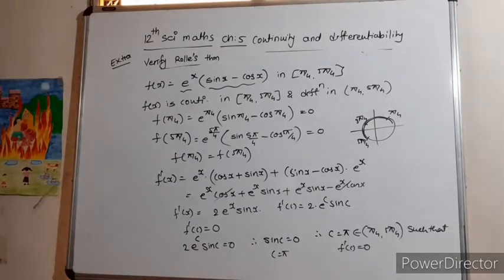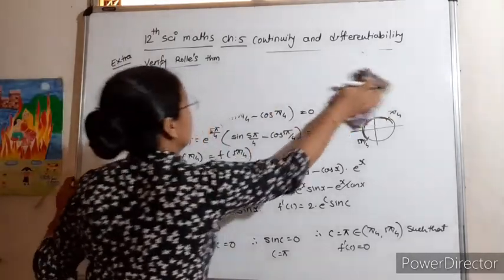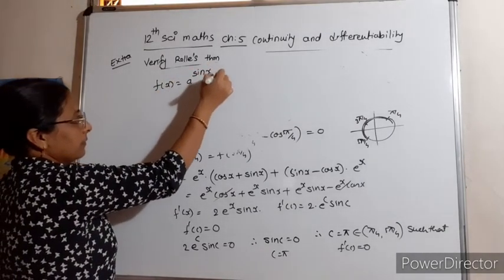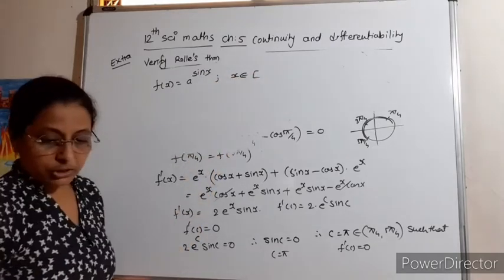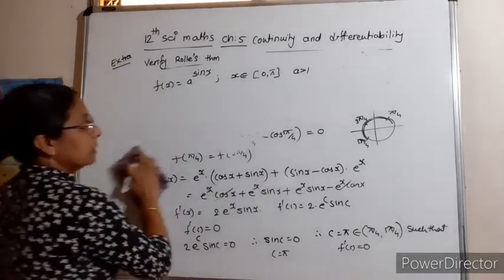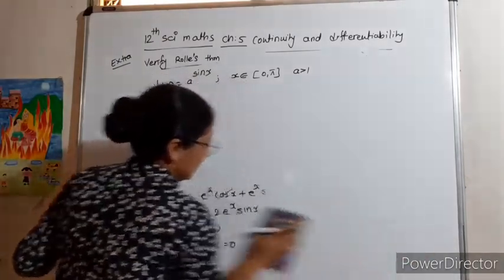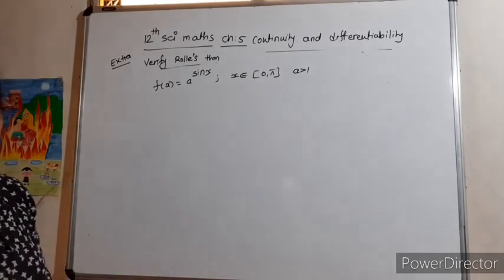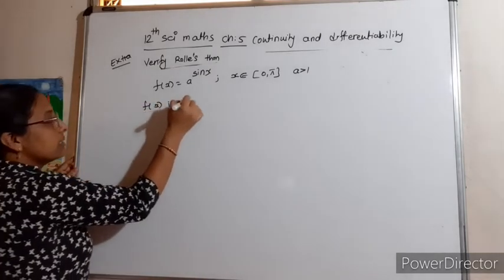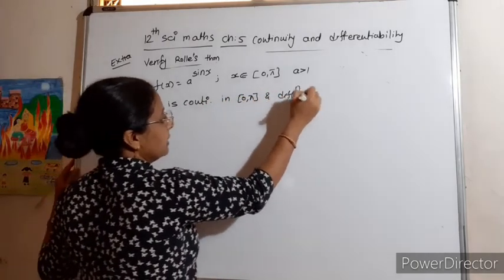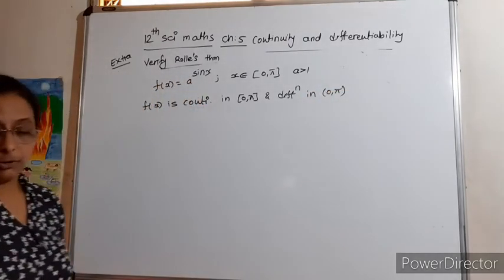Understand that? Okay. Then the next sum is f x is equal to a raised to sin x in the interval x belongs to 0 to pi, and the condition is given a greater than 1. That means a is not negative, and if it is 0 तो भी वो गलत हो जाएगा. So the given condition is a greater than 1. Okay. So first of all, it is trigonometric function a raised to sin x. So we can say that f x is continuous in closed interval and differentiable in open interval 0 to pi.